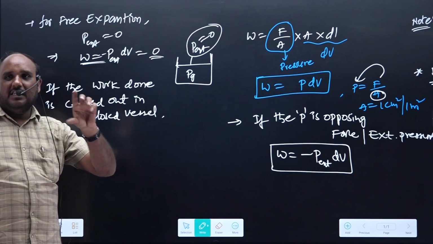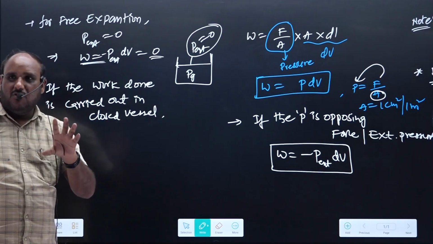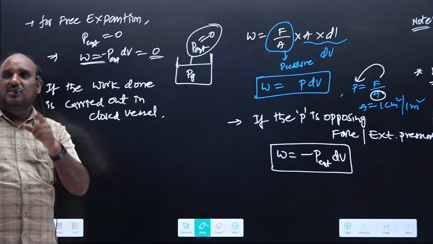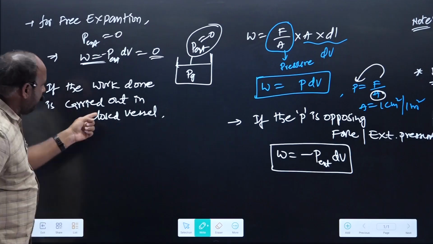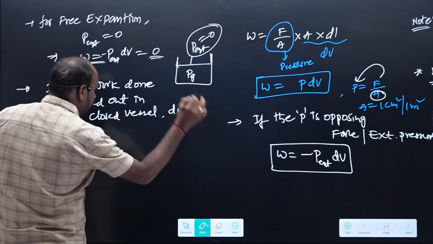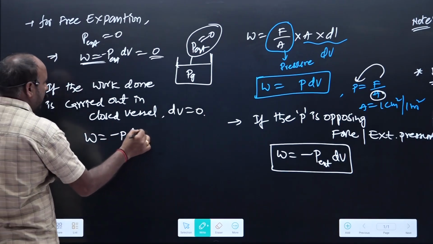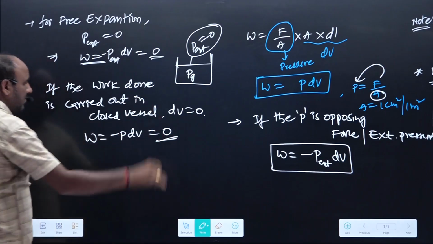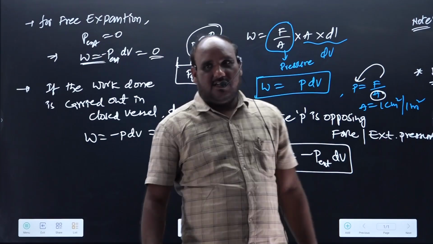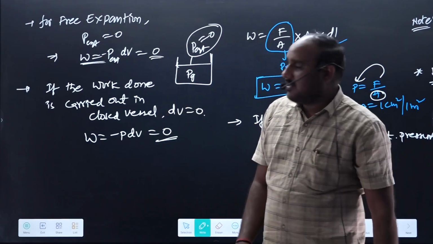Whatever the container, say a 1 liter bottle, whatever gas is present in that bottle, its volume cannot be changed in a closed vessel. So there is no change of volume. Therefore dV is equal to 0. Therefore W, which is equal to minus P dV, is also 0. No work is done in a closed vessel, and also no work is done during free expansion.